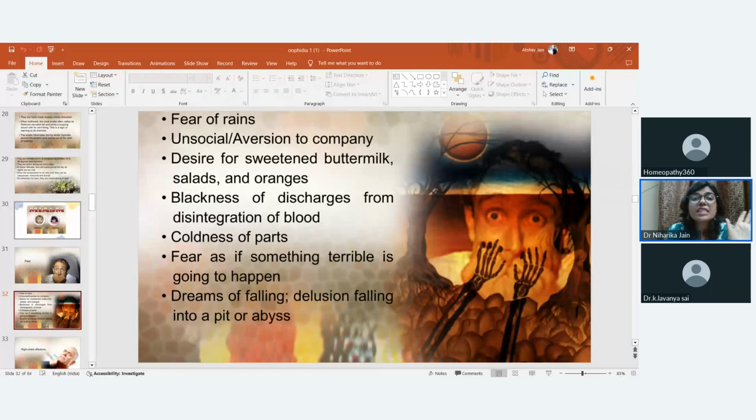Aversion to company. Desire for sweetened buttermilk, salads or orange. Blackness of discharge from the disintegration of the blood. Coldness of part. When you touch your patient, the hands or feet or any part of the body, you can see there is a coldness of part.